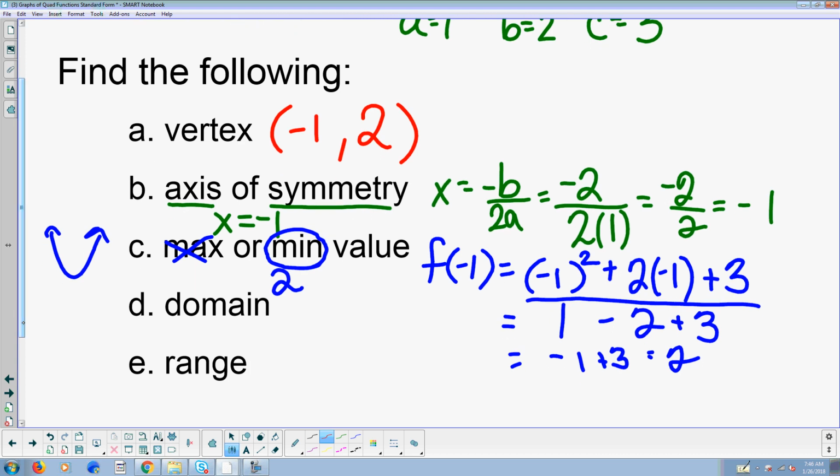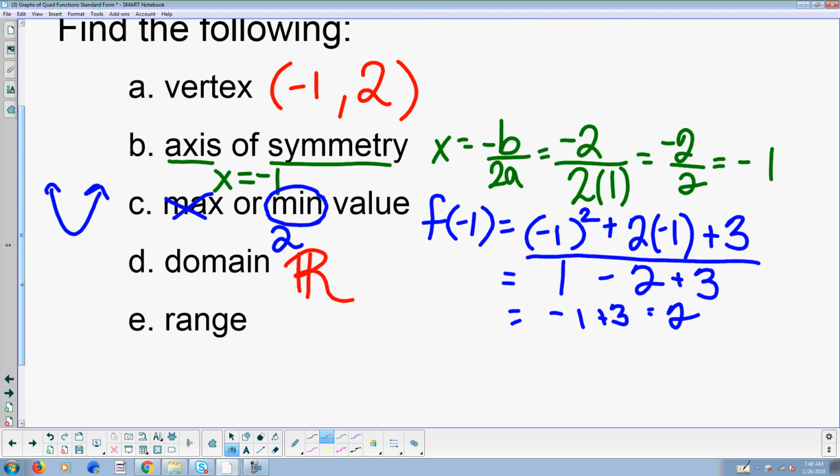For domain, all real numbers every time. For range, let's consider a sketch. Here's my x and y axis. If my vertex is at negative 1, 2. So let's say here's negative 1, here's 2. Here's my vertex.